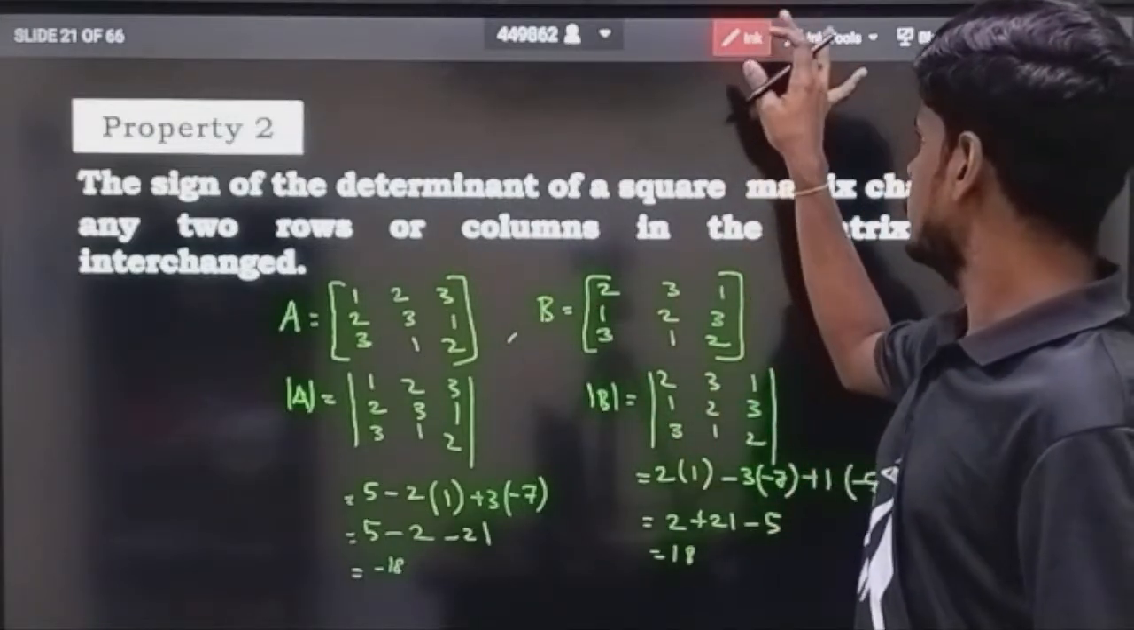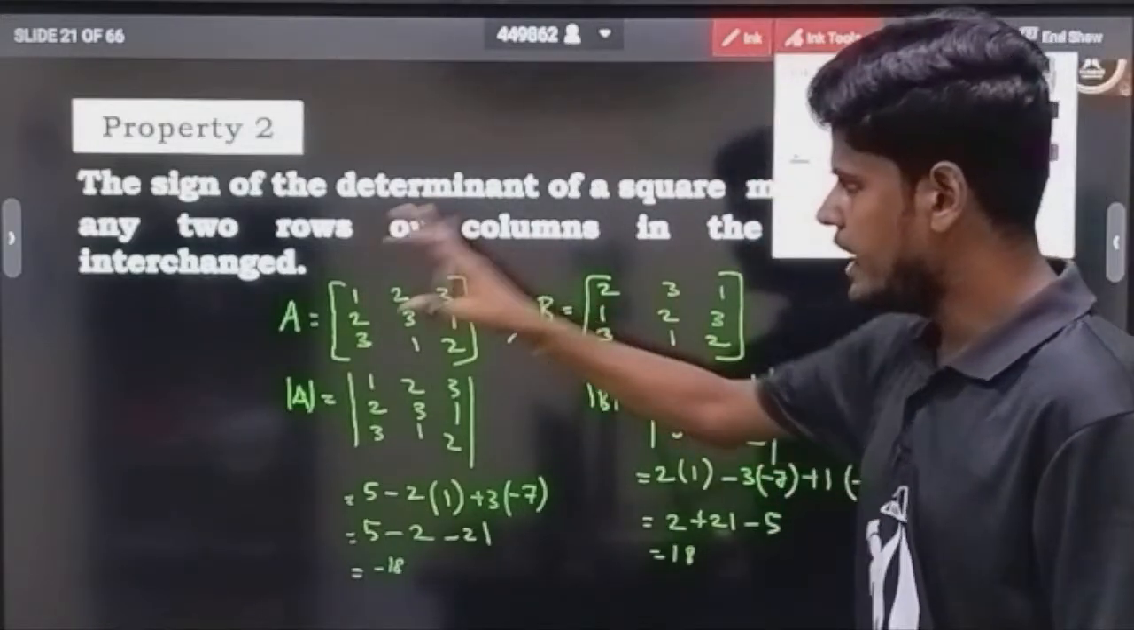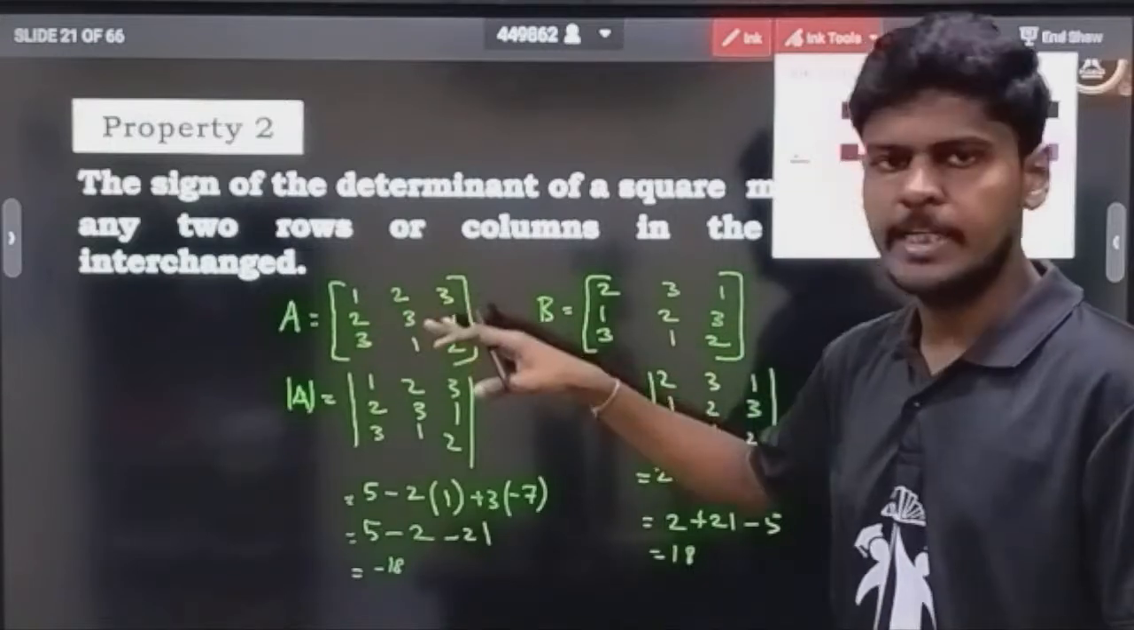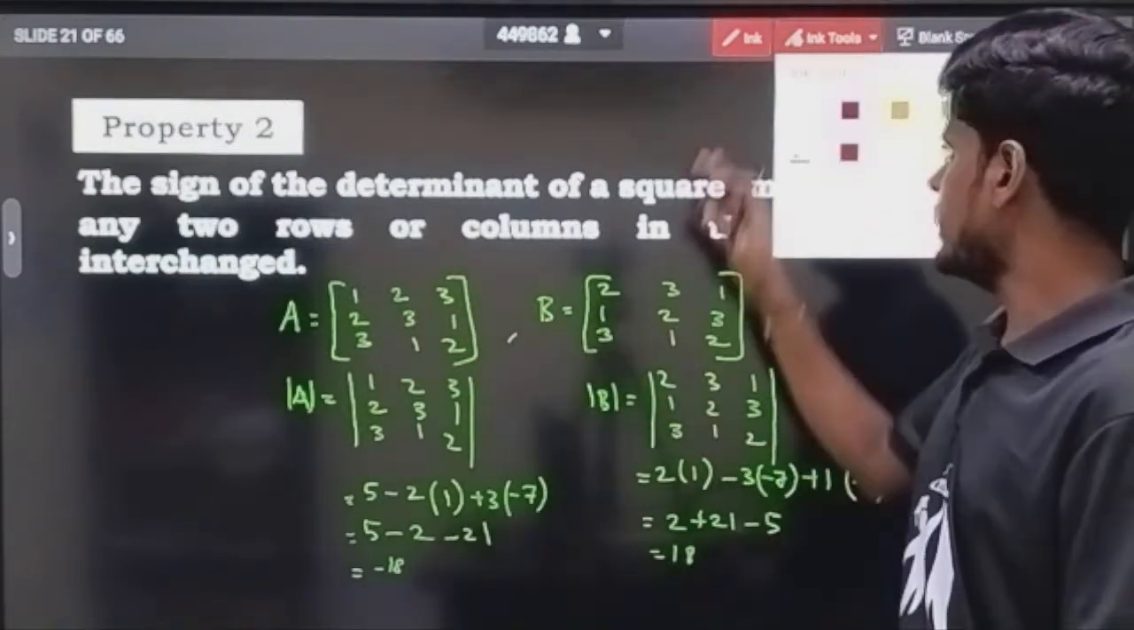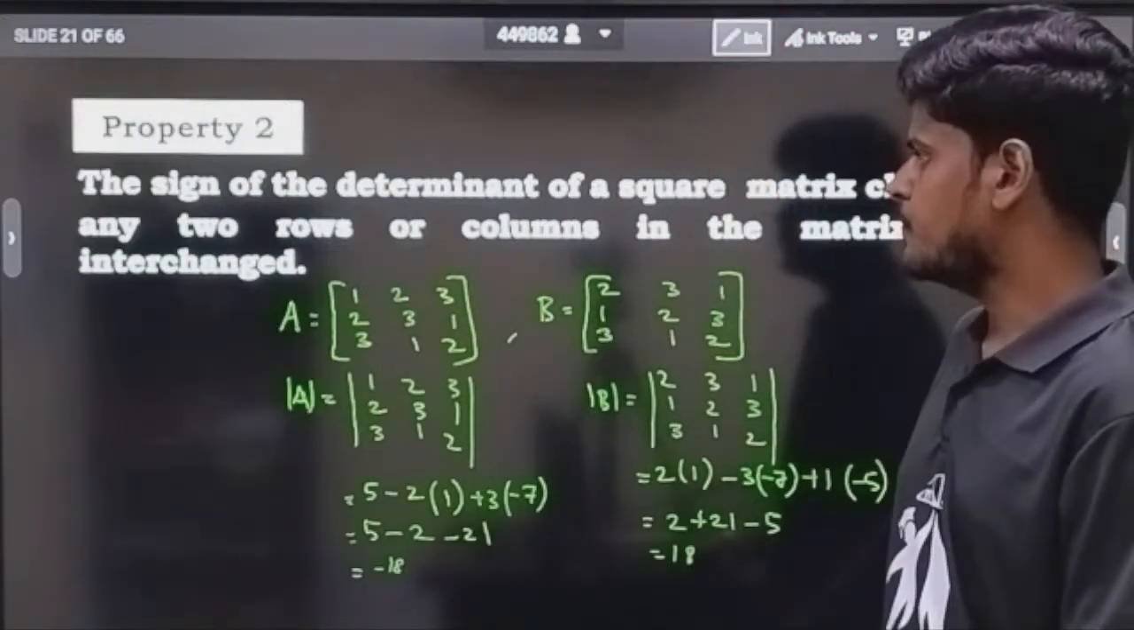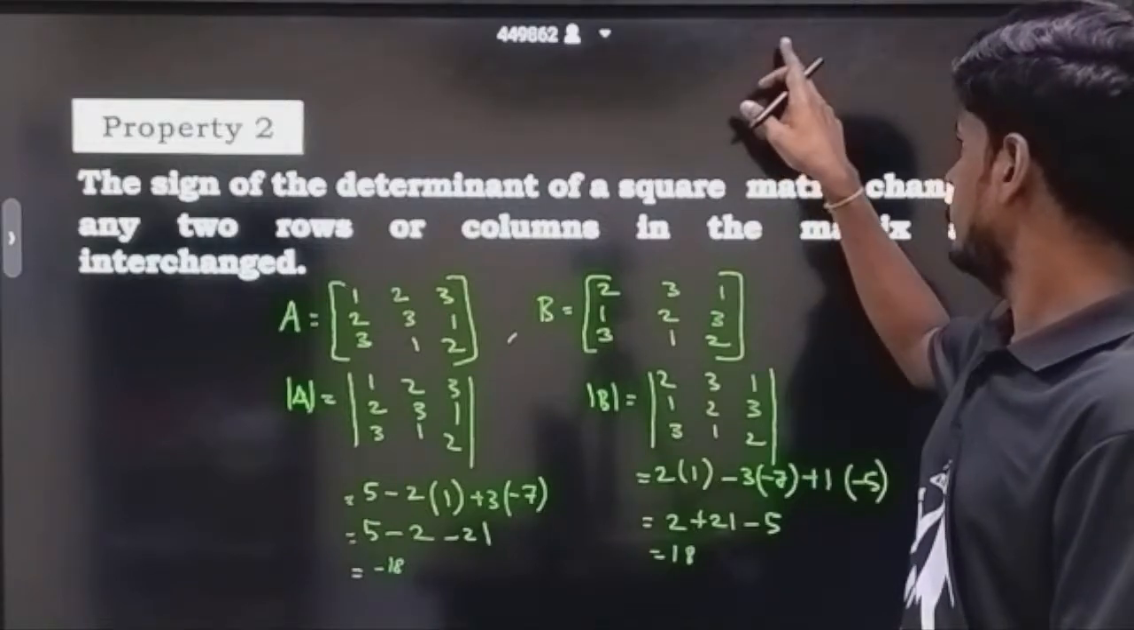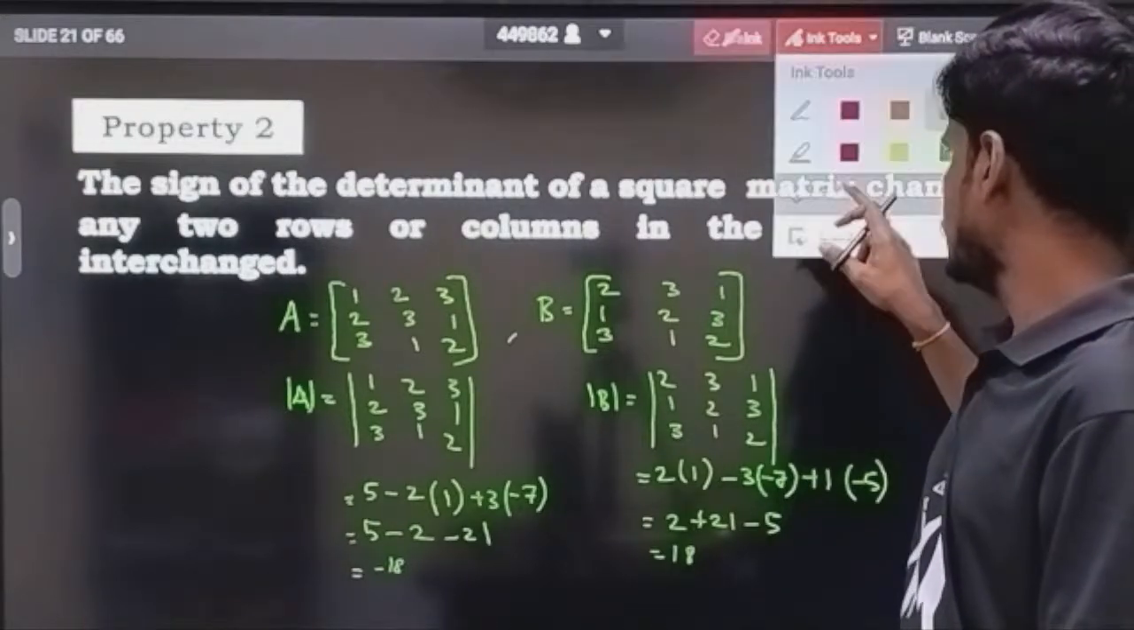Now instead of taking 1, 2, 3 as an example, let us see for any element how this property will be. We will just erase this and see.